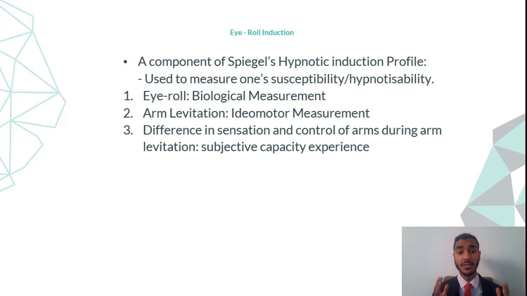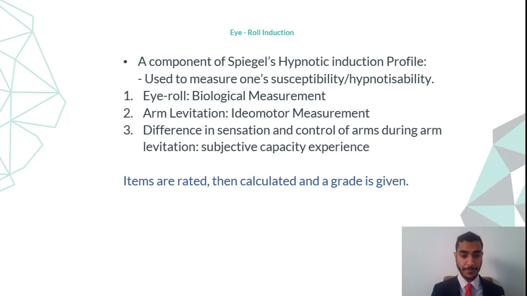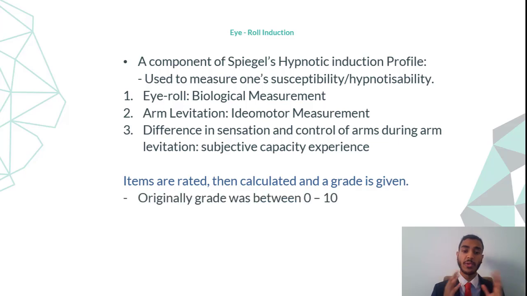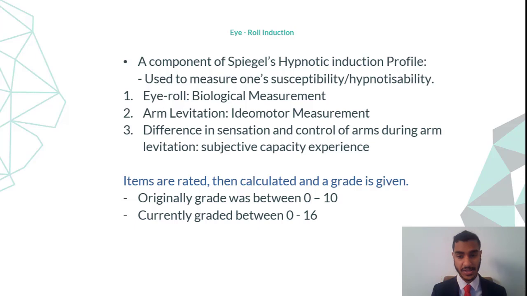So these are the 3 aspects which are used to measure one's susceptibility to hypnosis, right, which is a component of Spiegel's hypnotic induction profile. So according to these 3 aspects and how your subject or client experiences this, these 3 aspects are given a score and calculated through a specific equation and are graded through a specific system. So now originally the grading system was between 0 and 10, but now the grading system is currently graded between 0 and 16.